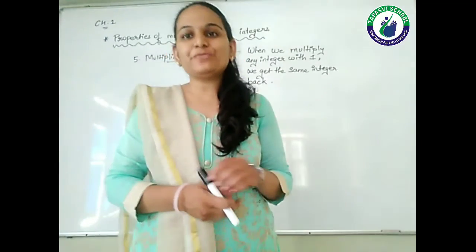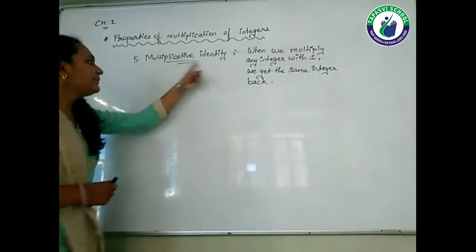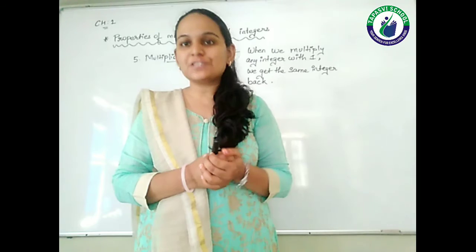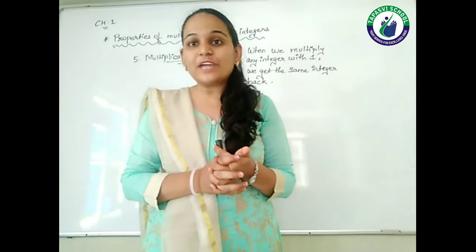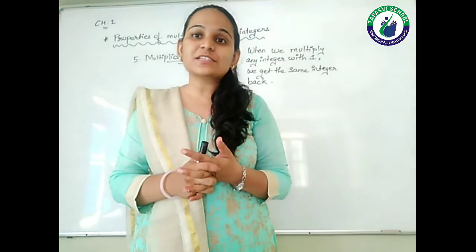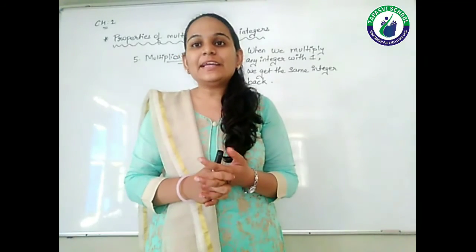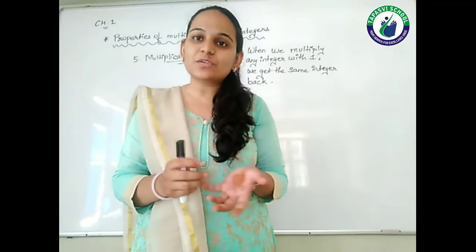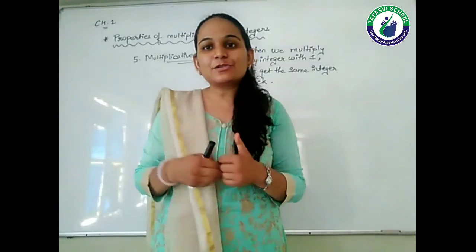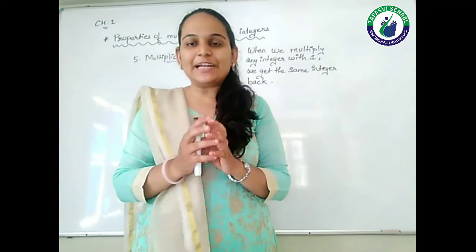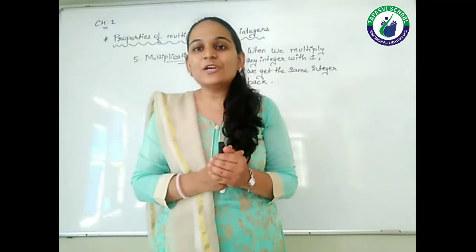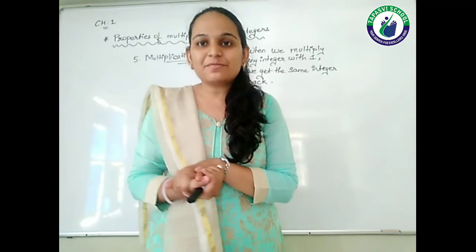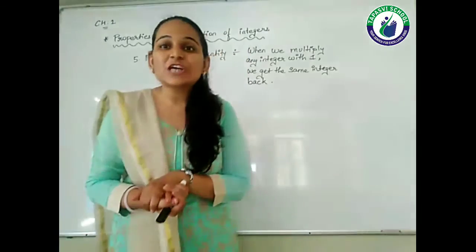Okay, students, now let's see the fifth property, that is multiplicative identity, right? Students, when I was discussing the properties of addition and subtraction of integers, at that point of time I told you one property, that was additive identity, and I told you that when you add any integer with 0, you get the same integer back. Here also there is something like that, but here you need to multiply. So which number will you multiply with any integer so that you get the same integer back, right? I think that the integer is 1.